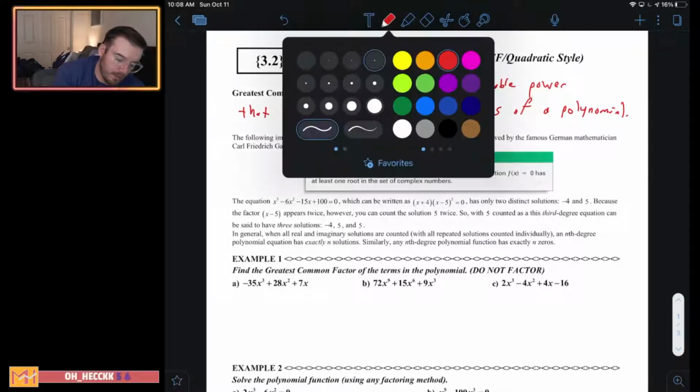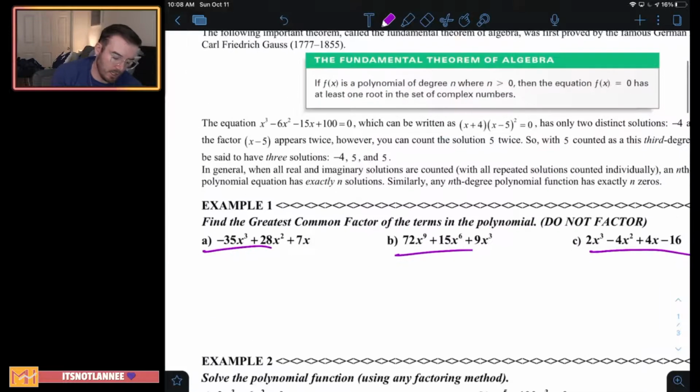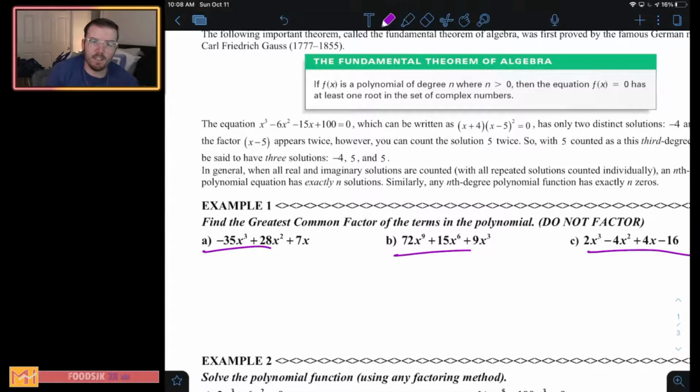So we've already talked about this before, but let's see it in action quickly here in these three examples. Let's first focus on the number. What's the largest number that evenly divides 35, 28, and 7? Hopefully the number that leaps to your head is 7. So I can factor out a 7 from all of these.